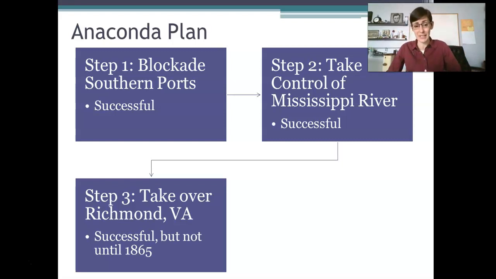Now, it was ultimately successful, but they didn't take Richmond until 1865. So they lost a lot of soldiers, a lot of resources, massive loss of life, and gory loss at that in attempting to take Richmond. The South largely successfully defended it until the end of the war.